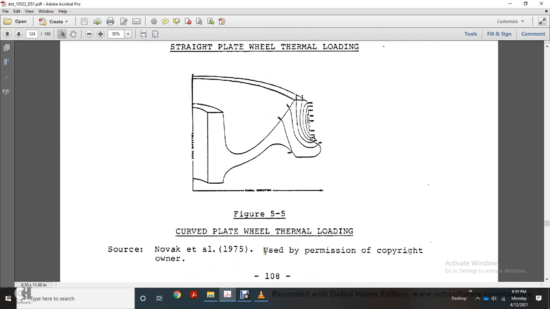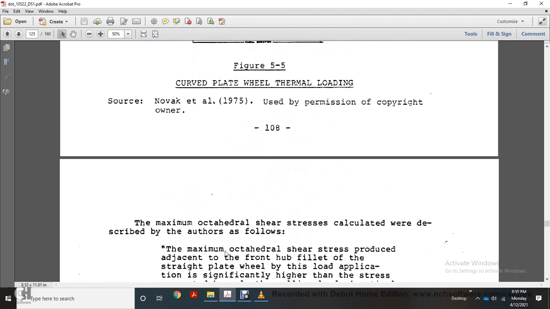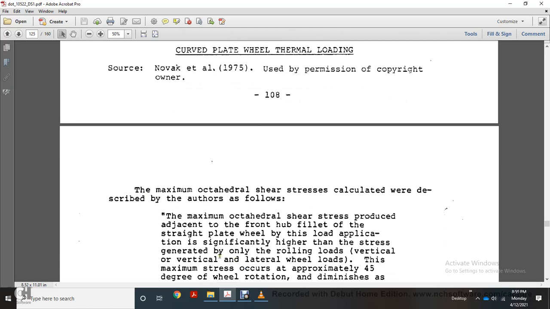Novak E10, 1975, used with permission of the copyright owner. Maximum octahedral shear stress is calculated as described by the authors as follows. The maximum octahedral shear stress occurred adjacent to the front hub fillet over the straight plate with the wheel under a slowed application that is significantly higher than stress generated by only rolling loads, vertical and lateral wheel loads.